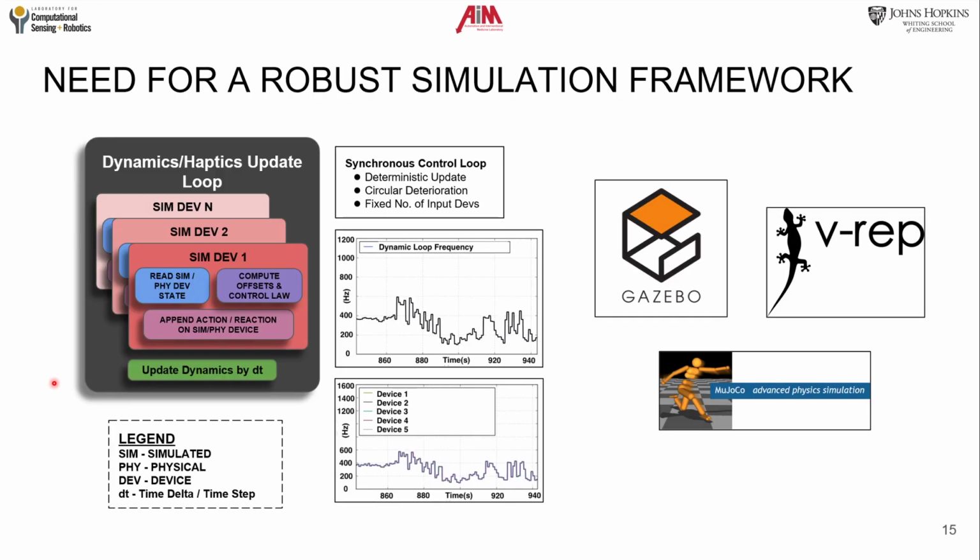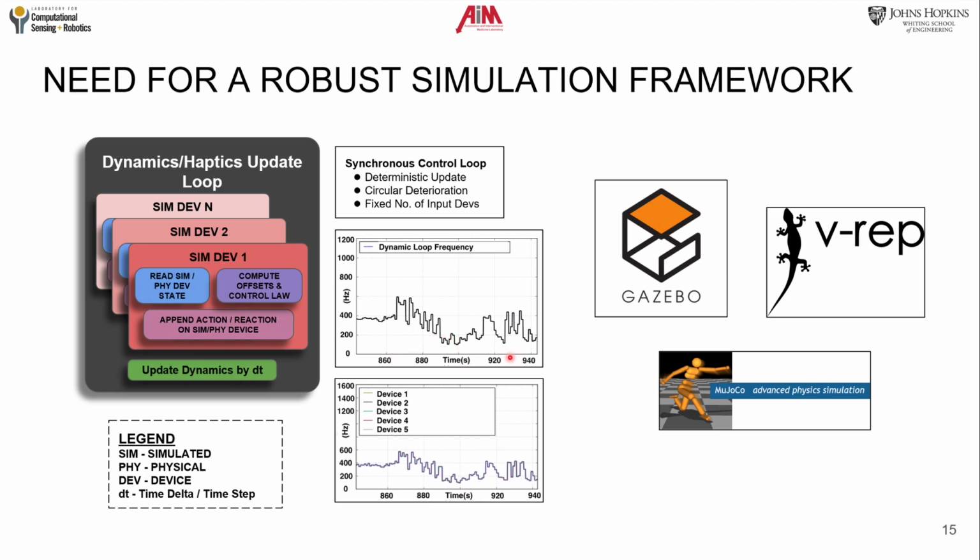As discussed in the problem statement, a robust simulator is required to interface multiple IIDs with high-speed communication requirements with a real-time dynamic simulation. Since many community simulators are not designed with haptic interaction in mind, one has to utilize their plugin-based API to interface IIDs. The sequential nature of this API causes circular deterioration of the haptic and dynamic updates.